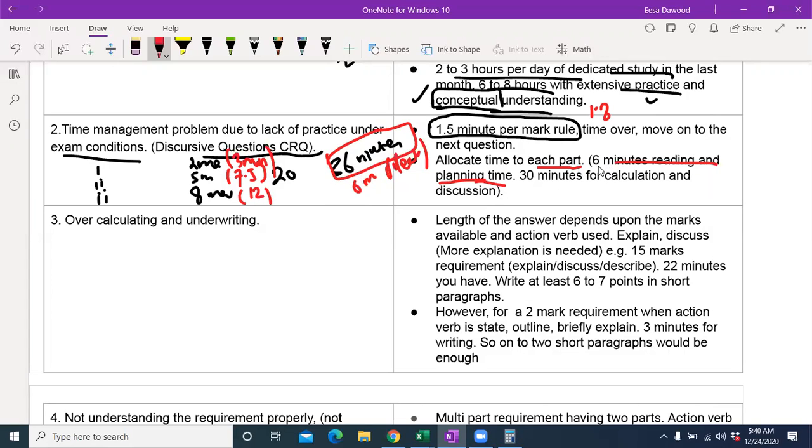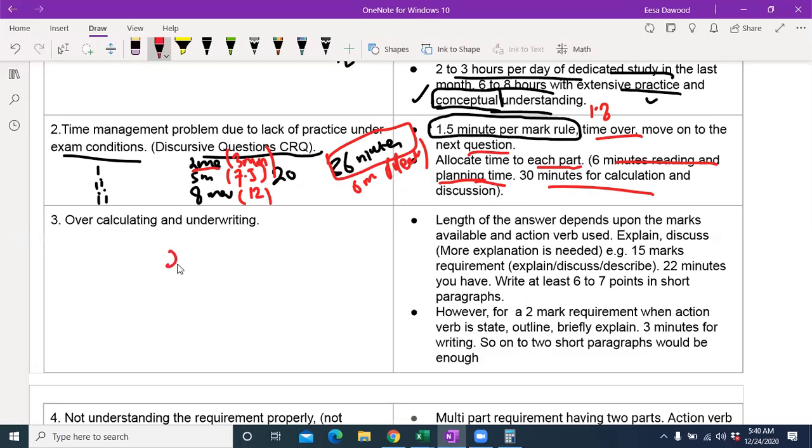So you definitely need to go through the scenario. You need to highlight things, identify things from the scenario, and jot down some points while you are reading and planning. That is very important for every part. Besides that, you need to allocate time to each part, and 30 minutes you have for calculation and discussion. If that time is over, like I'm doing this part of 2 marks and 3 minutes are over, time is over, stop writing, move on to the next question.